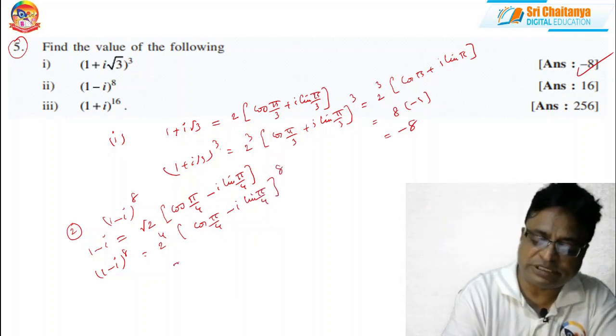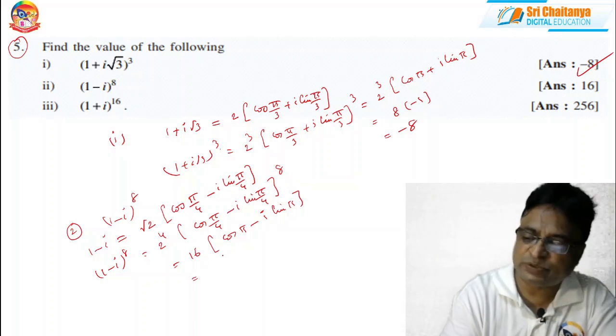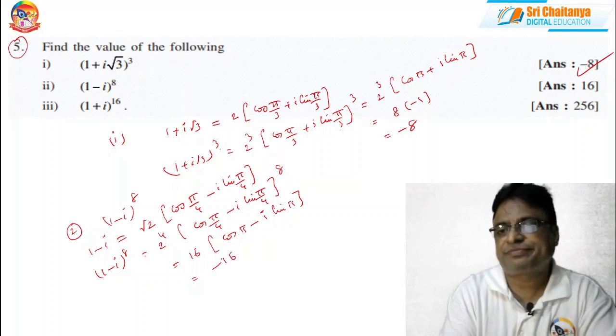You multiply by 8, that is there. 2 power 4 is 16. This is again cos 2 pi minus i sin 2 pi. Sin pi is 0, cos pi is minus 1. So this is what? Minus 16, I can get it.